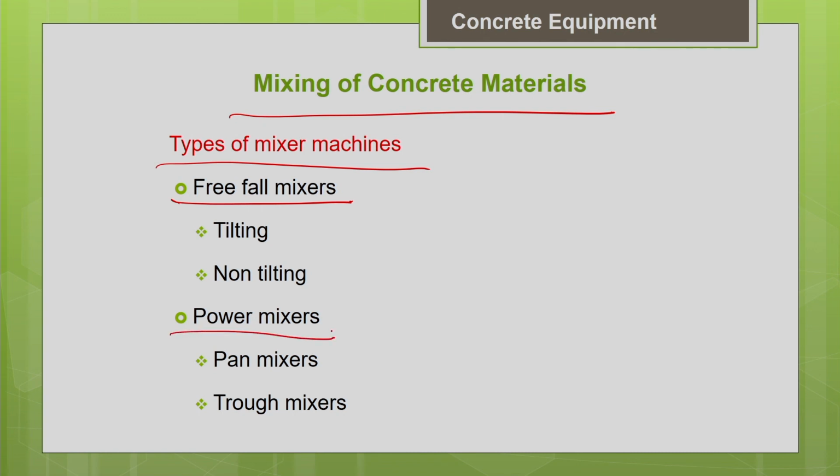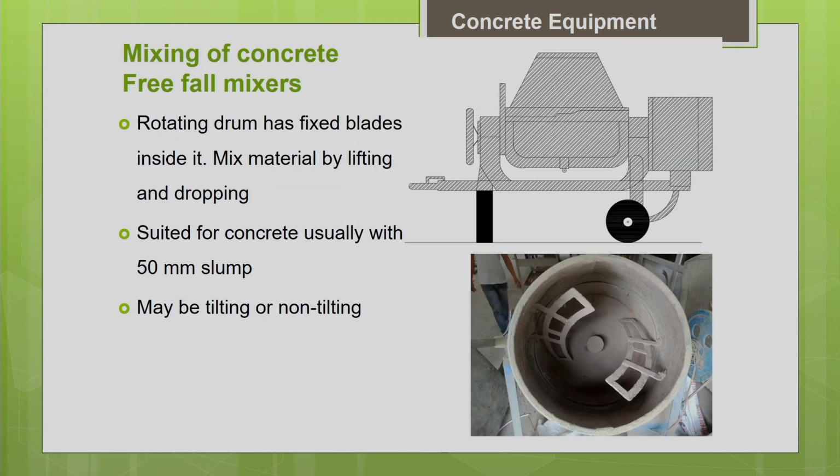Okay, so the free fall mixer is also subdivided into two categories based upon the discharging of concrete, like tilting and non-tilting type. And the power mixer, depending upon the shape of the drum, you can classify into pan mixer and trough mixer. Okay, so we are going to discuss all these types one by one. The first is the free fall mixer.